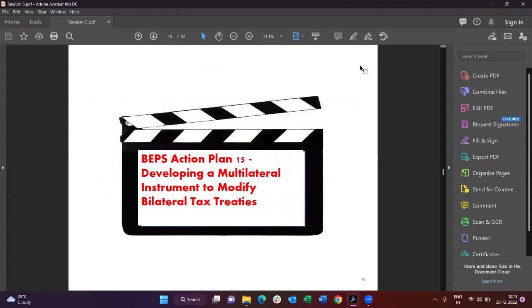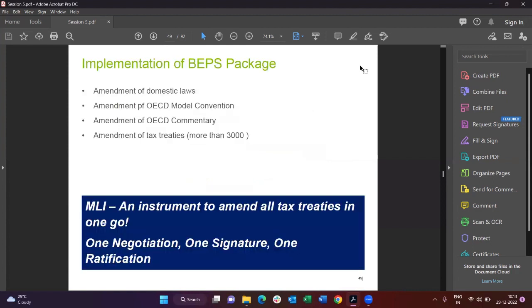Action Plan 15 is for developing a multilateral instrument to modify bilateral tax treaties. So, can anyone say what is MLI? It's a type of treaty signed between countries. It is an instrument that modifies the existing bilateral treaties.